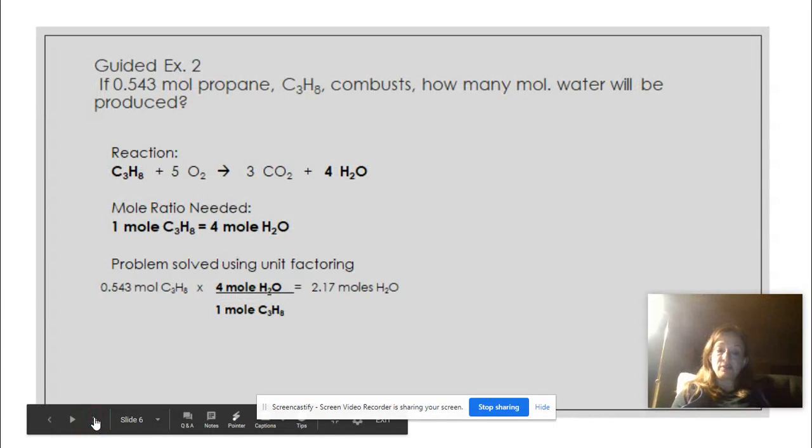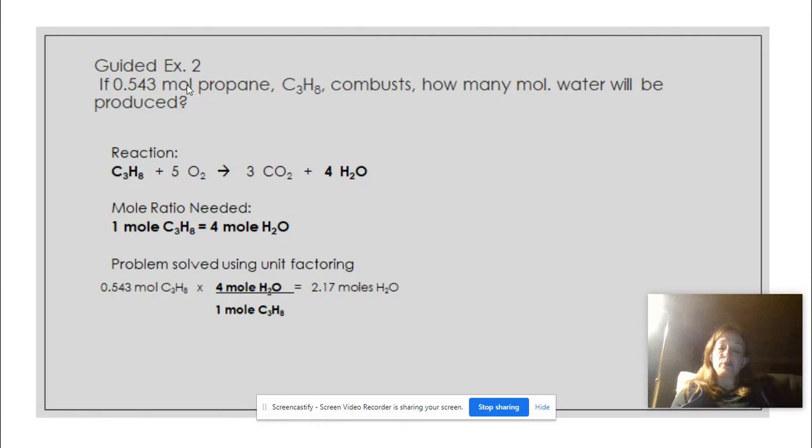All right, let's do another one. In this one, I have propane, C3H8, and I have 0.543 moles of that propane. It's going to combust or burn. It's a fuel. It's the kind of gas that comes with your gas grill that you have outside and cook from in the summertime. I wish we were still using gas grills. It's a little cold for them now. Anyway, how many moles of water will be produced if 0.543 moles of propane is burned?